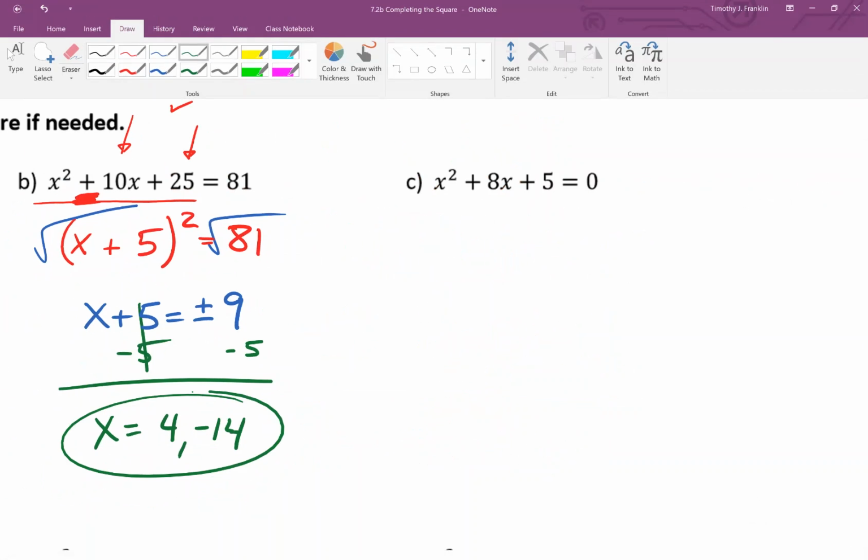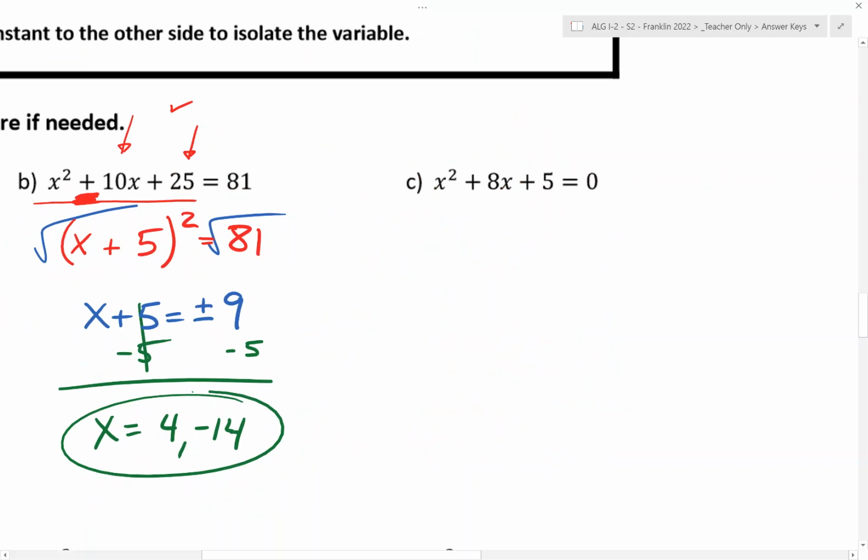So there are our two solutions there. Okay, let's check example C. 8 divided by 2 is 4, and 4 squared is 16. Well, 5 is obviously not 16. So we do need to adjust this.